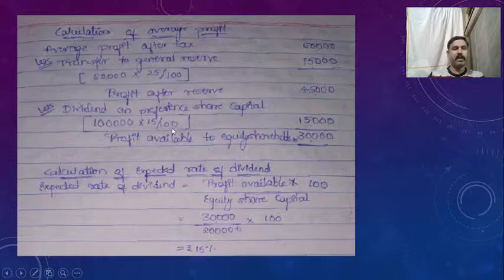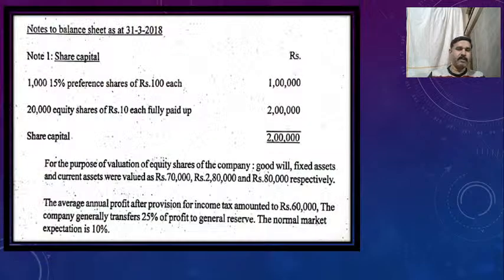So this is very, very important. It is not given in the adjustment. You have to get an understanding where they have mentioned 1,000 15% preference shares of 100 each. This means that they are eligible to get 15% dividend on their shares.